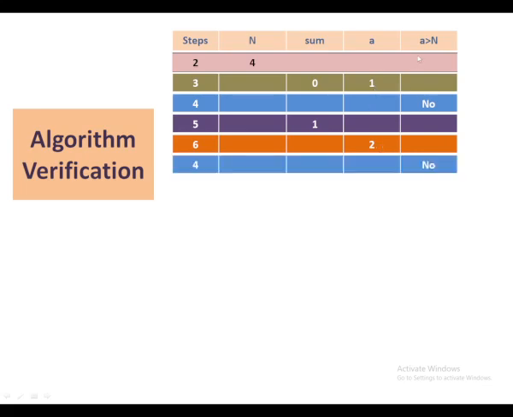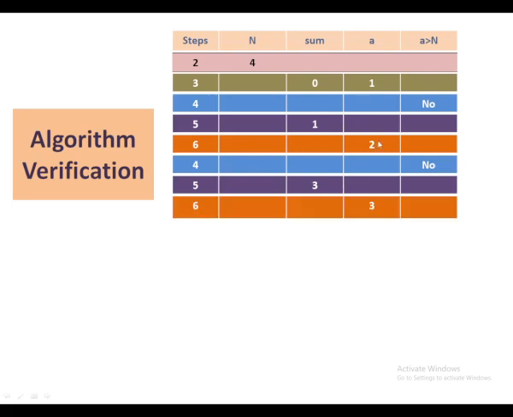Again I will go for the checking, whether a is greater than n. Now 2 is greater than n? It is checking. It is no. Then again I will repeat sum equal to sum plus a. So now my sum is 1, a is 2. So 1 plus 2, it is 3. Then I am incrementing a by 1. So now a is 2, so incrementing by 1, I will get 3.